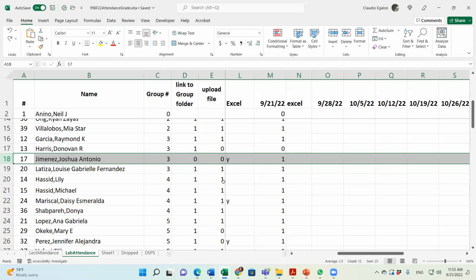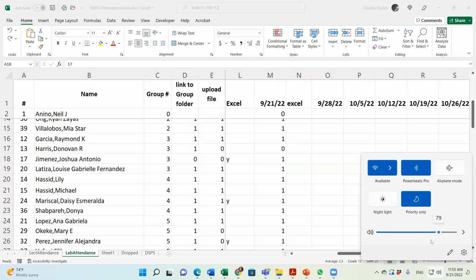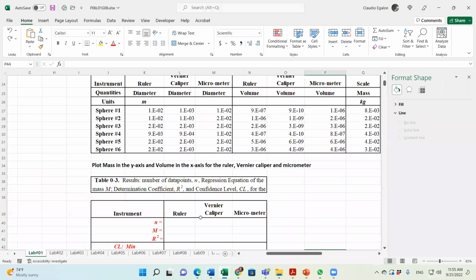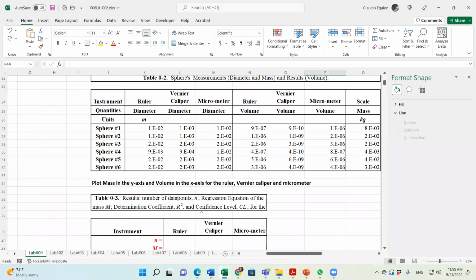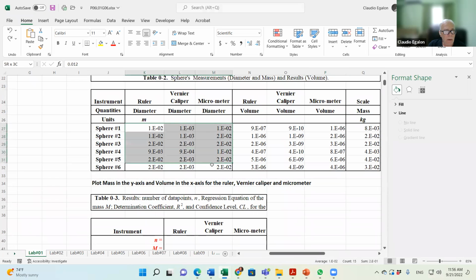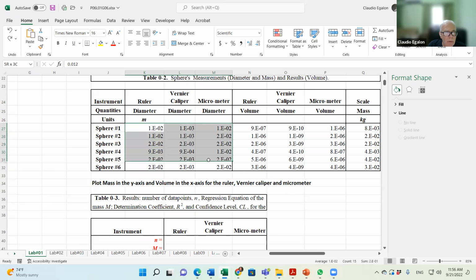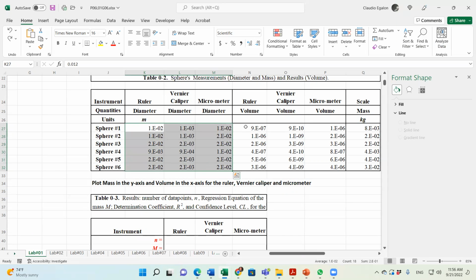Yeah, I have one quick question. On table 0-2, you know how all the units are in scientific notation, are we supposed to change them to numbers, or do we leave them like that? You mean here? No, this one, let me see something. Yeah, this one you put as a regular number. What you put in scientific notation is this one here.